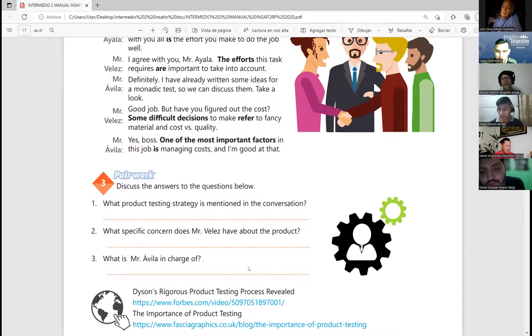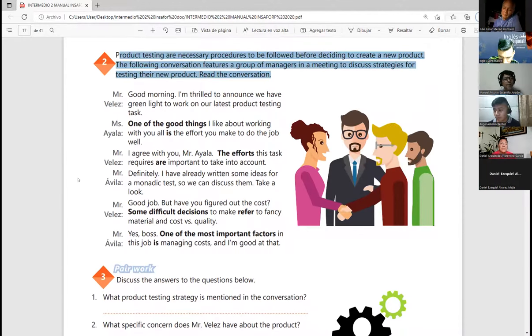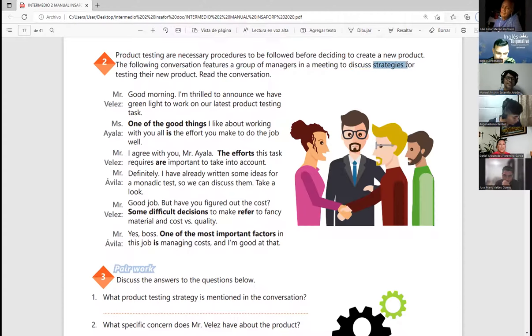Okay, well, now that we have read the questions, we're going to have the conversation. Manuel Antonio, can you read the first paragraph, please? Product testing is a necessary procedure to be followed before deciding to create a new product. The following conversation features a group of managers in a meeting to discuss strategies for testing their new product. Read the conversation. Okay, good. We're going to reinforce this. Strategies. Perfect. Okay. Thank you, teacher.